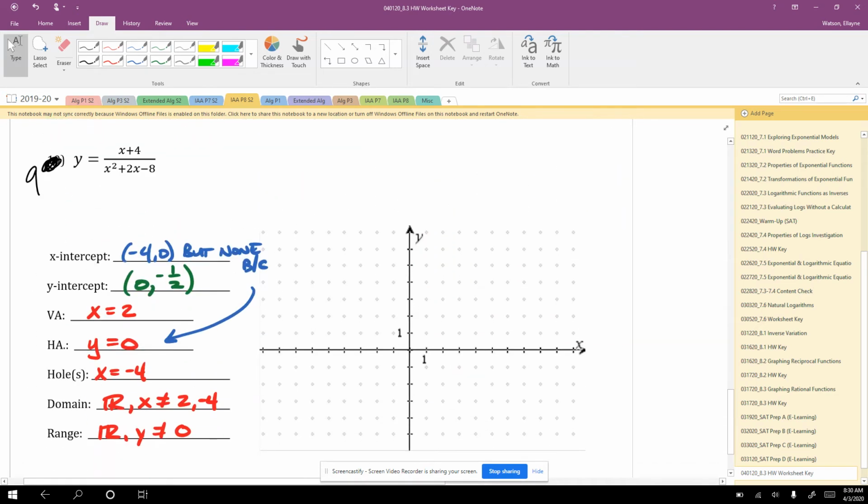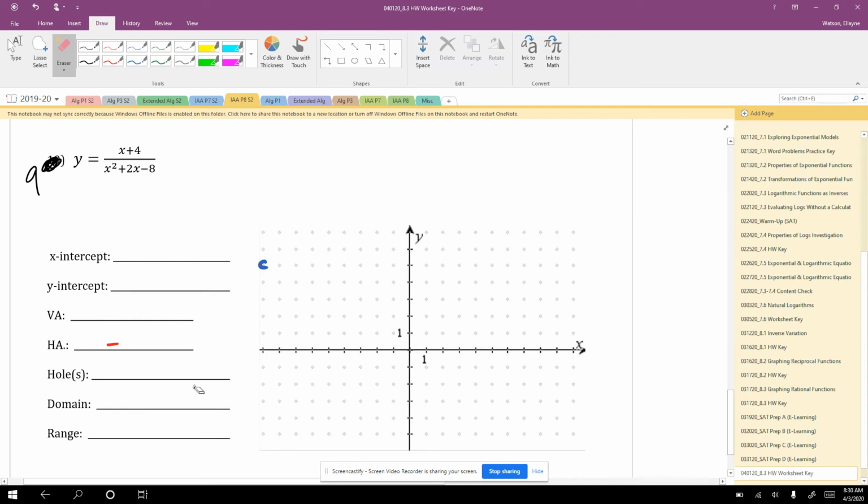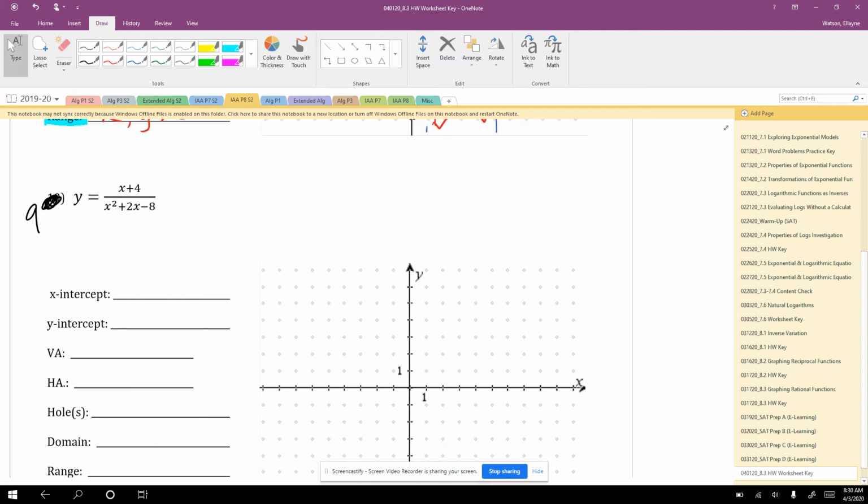Okay, finally, let's look at number 9. Okay, so first step again, when dealing with a rational function, is to factor. So this is going to become, top stays the same. The bottom is going to factor into x plus 4, x minus 2. And now we have a common factor. So because we have that common factor, that becomes our hole. So we set that equal to 0, and we get a hole at x equals 4.